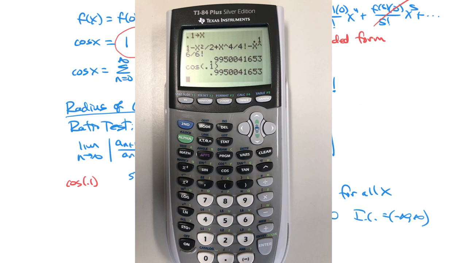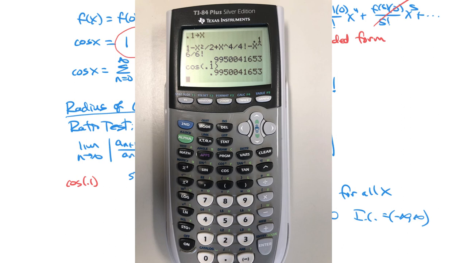It converges pretty quickly. Now remember, 0.1 is fairly close to 0, so that's why. I mean, if we went further out, there would be disagreement, right? Because this is centered at 0, and this is a little bit away from 0. But if we wanted to be more accurate, we just add more terms, right? So it's pretty good for 4 terms.